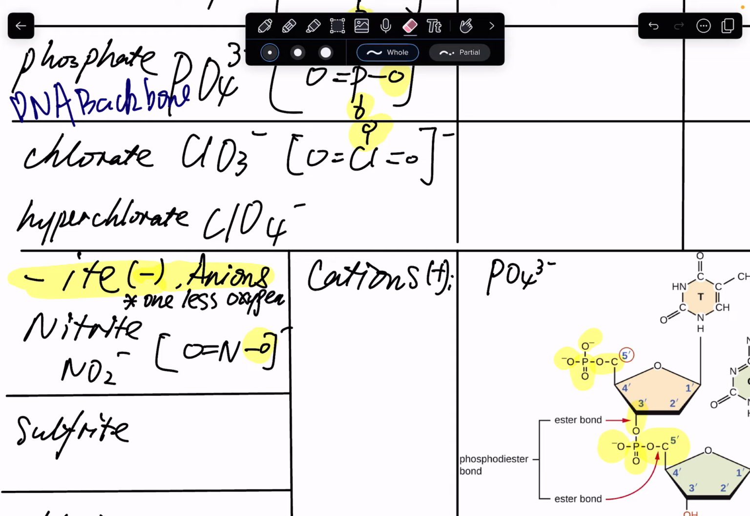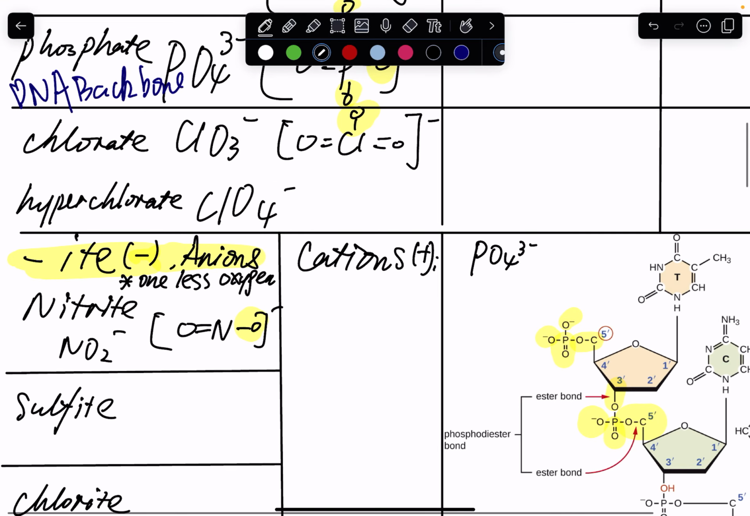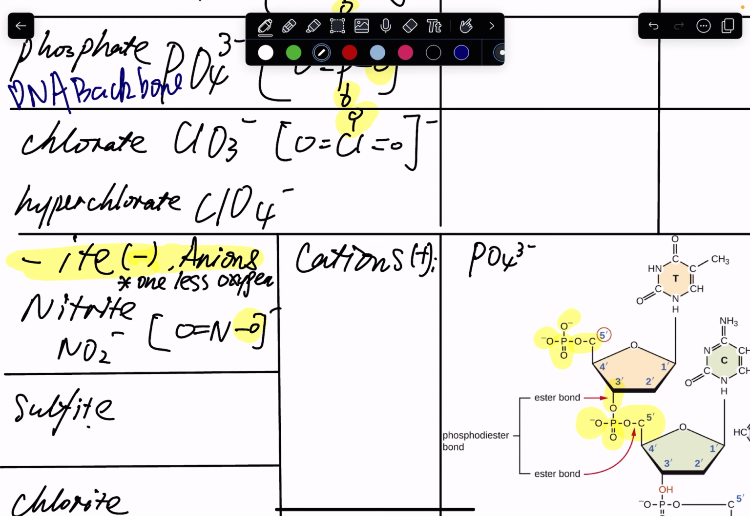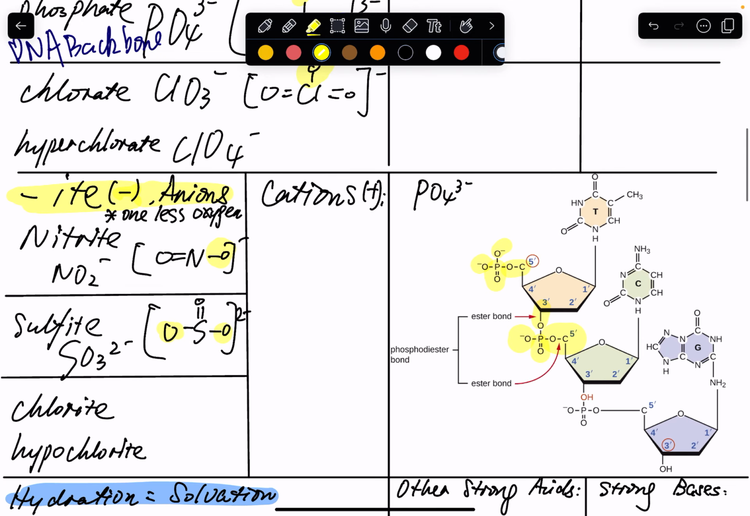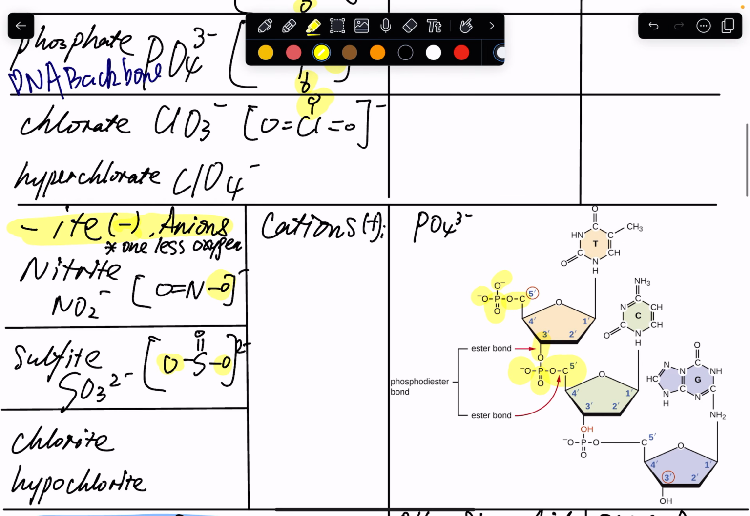Okay, the next one is sulfite. Let's see, sulfate has 4 oxygens, so sulfite will have 3 oxygens. So it's SO3 2 minus, okay? The Lewis structure will be sulfur, oxygen, oxygen, oxygen, 2 minus, and the negative charge comes from this and this. All right, the last one is chlorite. Let's see chlorate first. Chlorate has 3 oxygens, so chlorite will give me 2 oxygens: ClO2 minus, okay?